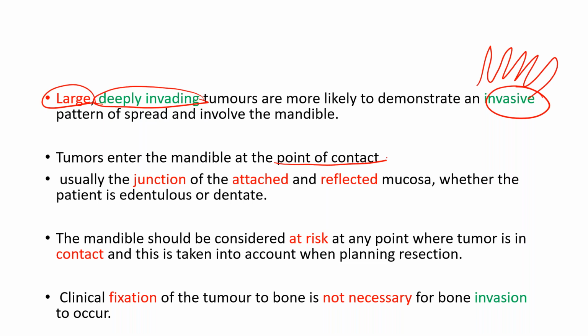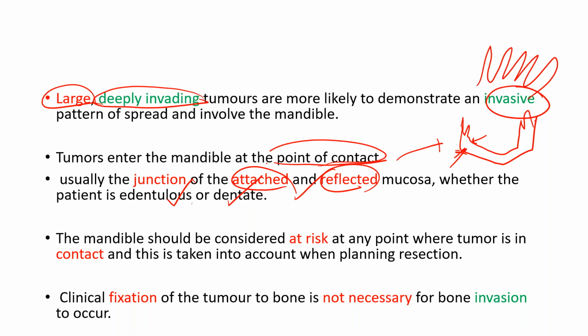At the point of contact, the tumor enters the mandible. Usually, this is at the junction of attached and reflected mucosa, wherever the mucoperiosteum is attached and the mucosa is reflected. Whether it is edentulous or dentate, it enters at the point of contact. The mandible should be considered at risk at the point where the tumor is in contact. Wherever there is contact, the mandible is affected. Therefore, you have to plan for resection of the mandible.